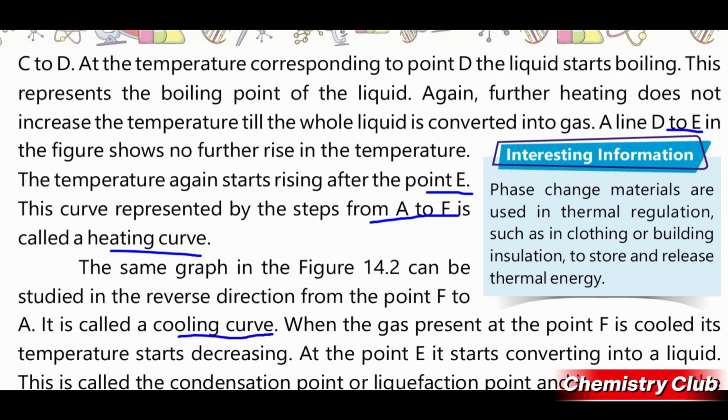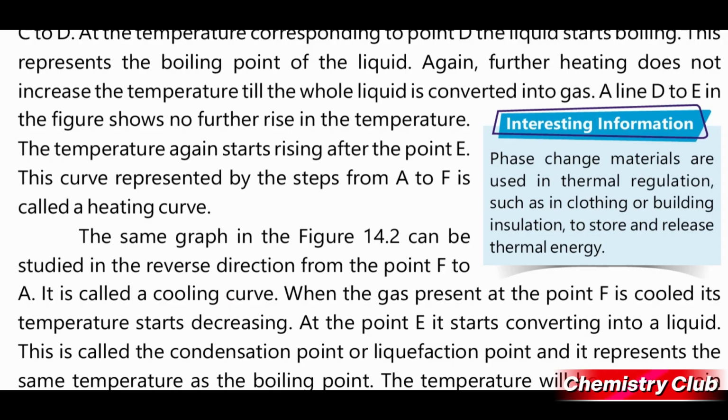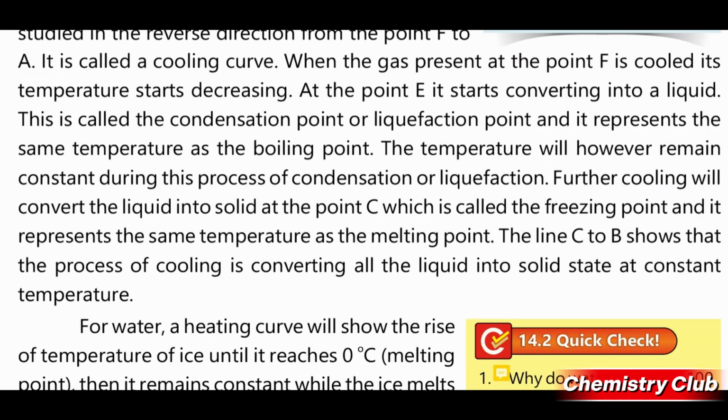When the gas is present at point F and it is cooled, its temperature starts decreasing. At point E, it starts converting into liquid. And this is the first phase change. This is called the condensation point or liquefaction point, and it represents the same temperature as the boiling point. The temperature will however remain constant during this process of condensation or liquefaction.